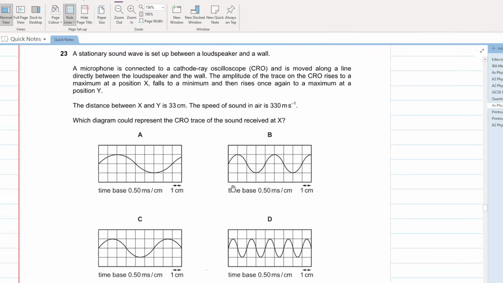A stationary sound wave is set up between a loudspeaker and a wall. Perfect. A microphone is connected to a cathode ray oscilloscope and moved along a line directly between the loudspeaker and the wall. The amplitude of the trace on the CRO rises to a maximum at a position X, falls to a minimum, and then rises once again to a maximum at position Y. Perfect. The distance between X and Y is 33 centimeters. The speed of sound is this. Which diagram represents the trace of the sound received at point X?